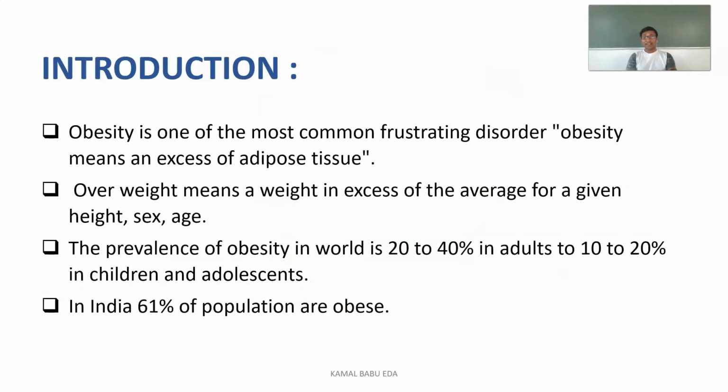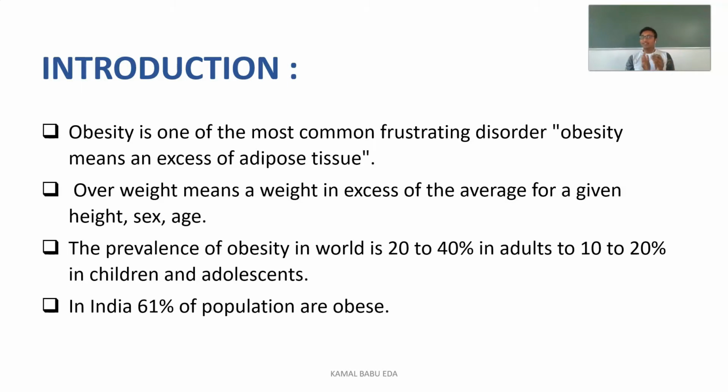Coming to the introductory part, as I said, this is one of the most common frustrating disorders. So what does obesity mean? Excess of adipose tissue. The adipose tissue becomes more than is required by the body. What does overweight mean? Whenever a person has excess weight according to age, height or sex.